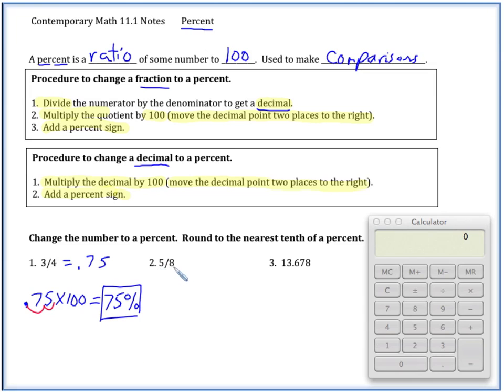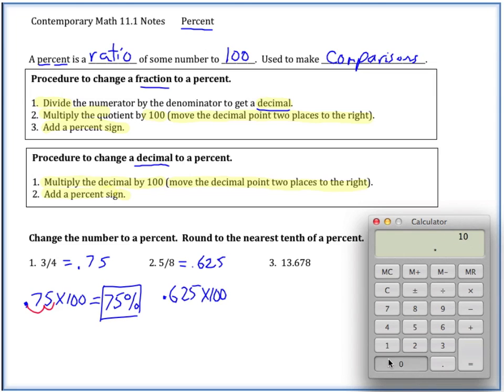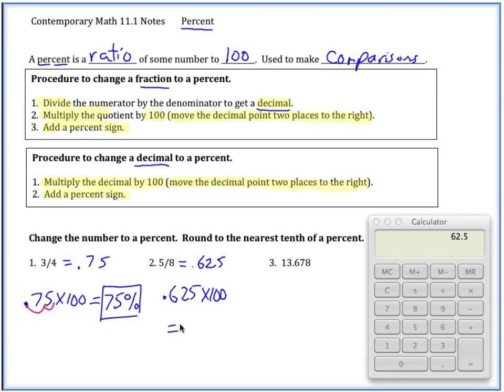Okay, for the next one, 5/8. We may not know this one off the top of our head. So here's how you can use a calculator to do this. You're going to do 5 divided by 8. And it gives you the decimal of 0.625. Now what we want to do to that is multiply it by 100. And you can see there, it just moved the decimal place 2 to the right, and so we do get 62.5, and then add a percent sign, percent.